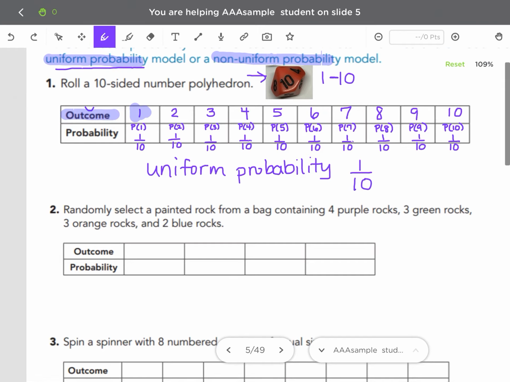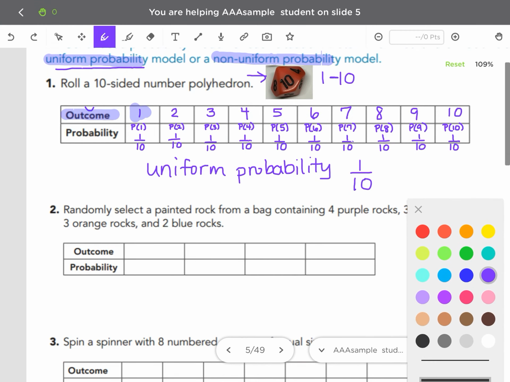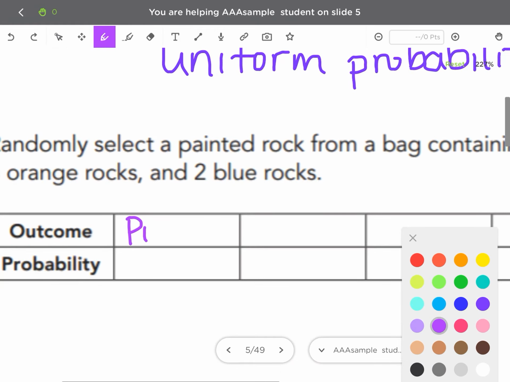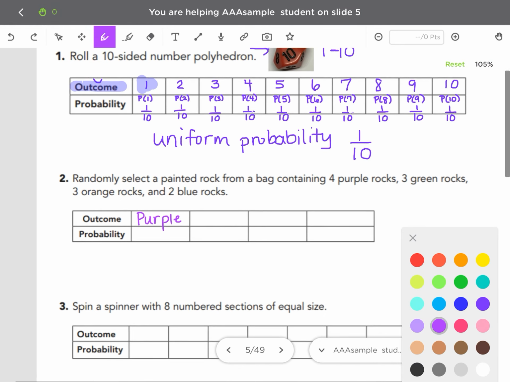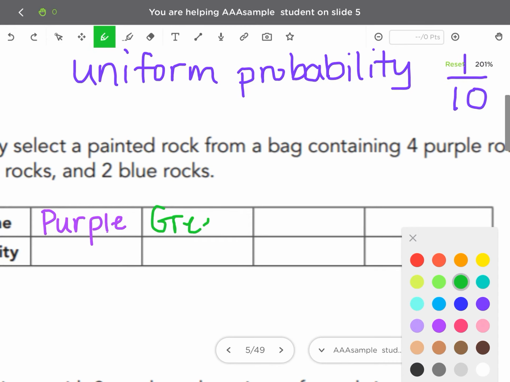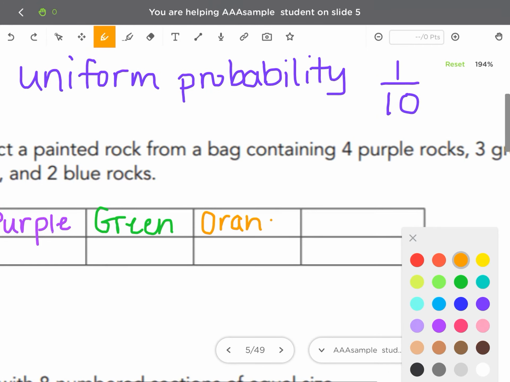Example number 2 says randomly select a painted rock from a bag that contains 4 purple, 3 green, 3 orange, and 2 blue. So again, the first thing we need to do is write our outcomes. What are the possible outcomes you can get when you pull a rock out of this bag? Well, you can get a purple. You can get a green. Do a little color coding here. You can get an orange. Or you can get a blue.